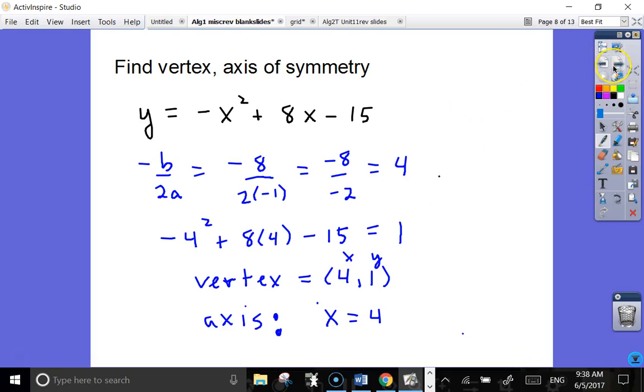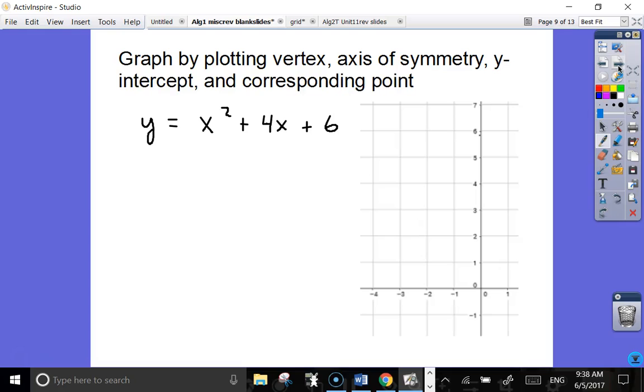So we weren't asked to do anything else with that. Just find the vertex and the axis of symmetry. Okay, next. All right, now we're going to graph by plotting the vertex and the axis of symmetry and a y-intercept and a corresponding point. Okay, so let's see.